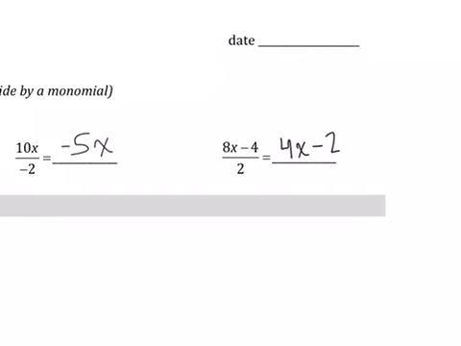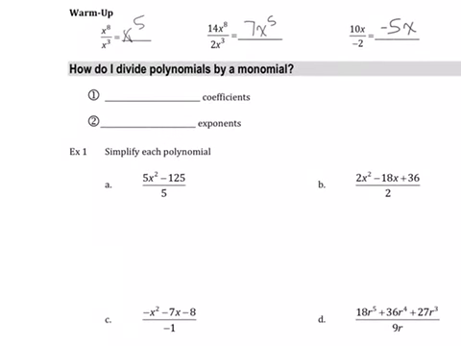Okay, so using what we just did, we're going to bring that into what we're going to learn today. So how do I divide polynomials by a monomial? Well, if you remember when we were multiplying polynomials, we multiplied our coefficients, and then we added our exponents. This is just a little bit different. We're going to do the reverse. For step 1, we're going to divide our coefficients, and we're going to subtract our exponents. Okay? So just using those two steps, let's see if we can complete the rest of the examples we have in the notes.